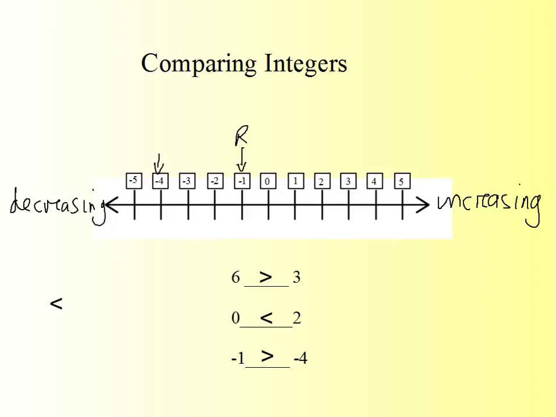So the basic rule, as we said, is to locate your number or numbers on the number line, and the number on the right will always be greater than a number on the left. Now that you understand this concept, let's have a go at solving some questions to prove it.